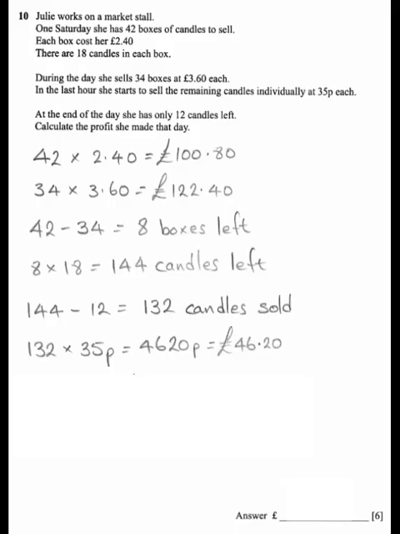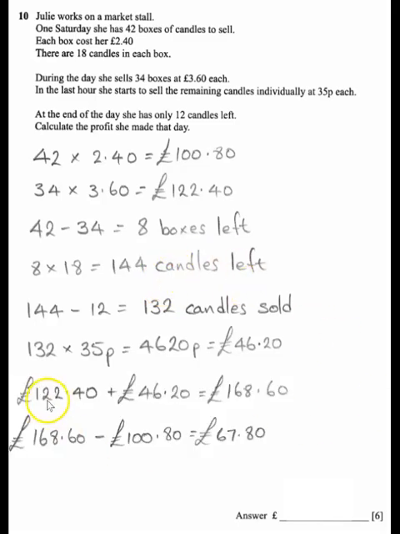So we've got everything here that we need. So we've got what she bought it for, and we've got each individual bit that she sold it for. So we just add our 122.40 and 46.20. That is what she sold them for. So this is how much she actually made out of it: £168.60.